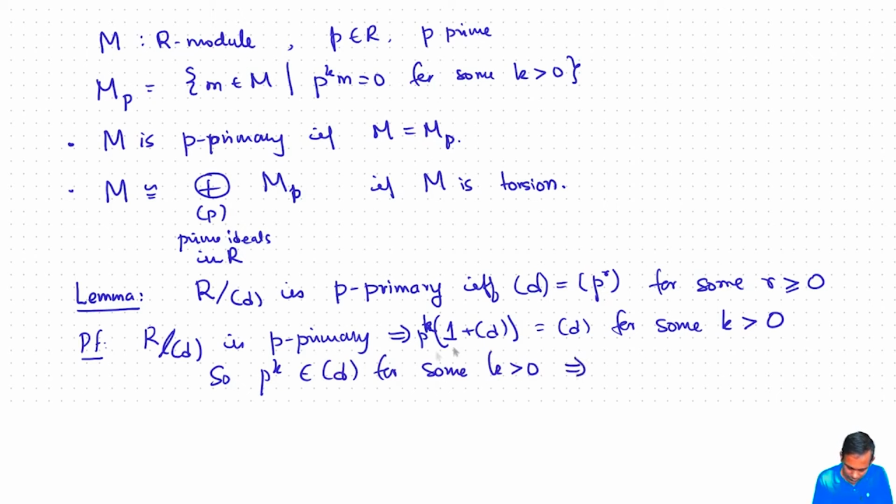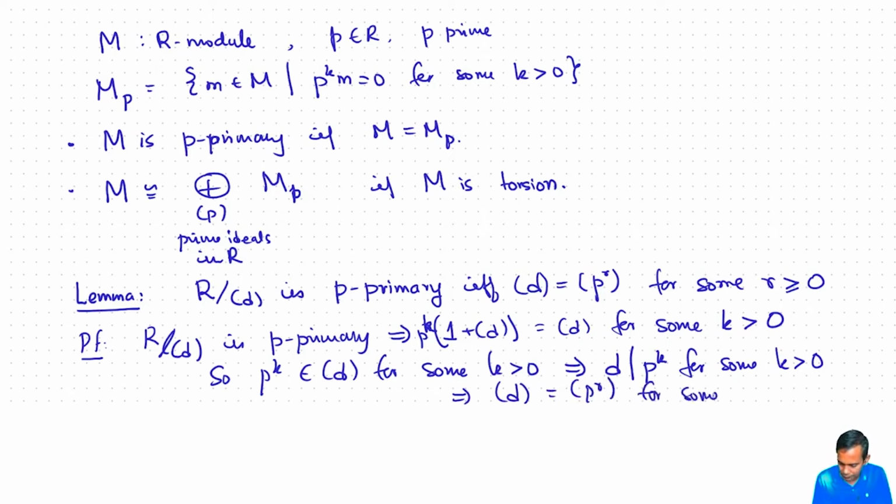Which means that D divides P to the k for some k greater than 0. But this is only possible if the ideal generated by D is the ideal generated by P to the r for some r. The converse is simple, and I will leave it as an exercise.